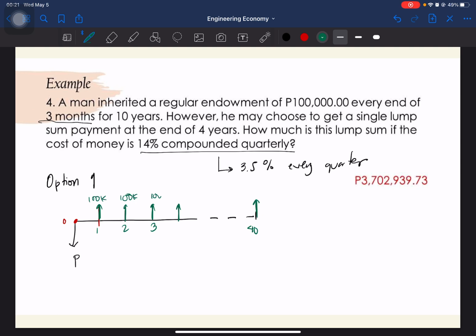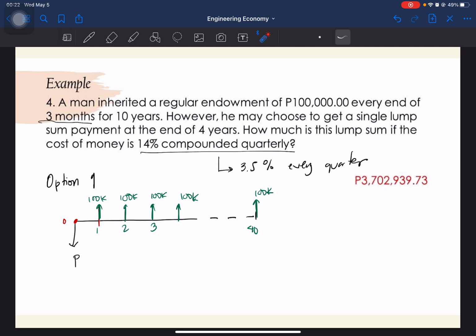Sarap buhay. Okay? So, yan. That's option 1. We don't know the amount of this P. Tama ba? Hindi natin alam kung magkano yung iniiwan talaga sa kanya. Pero, meron siyang option na, okay, wag ko munang kunin yan. Pero, palipasin ko yung 4 na taon. Okay? Palipasin ko yung 4 na taon.